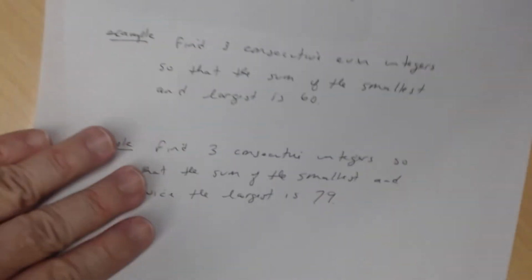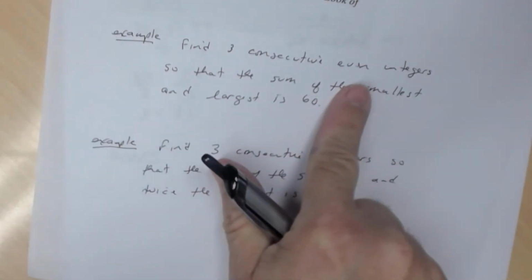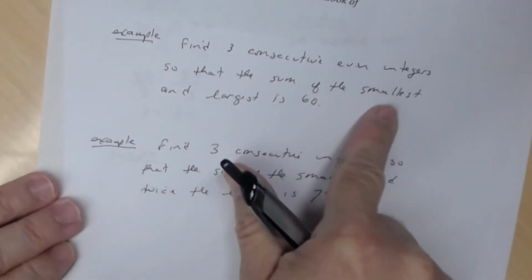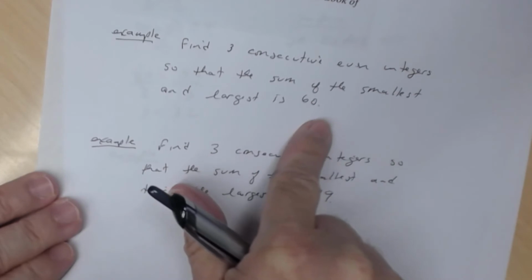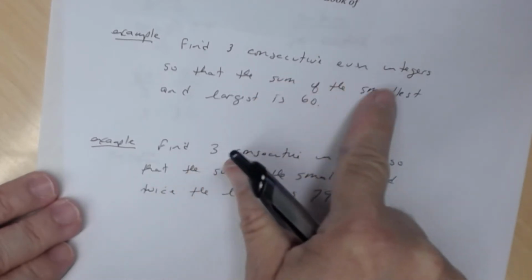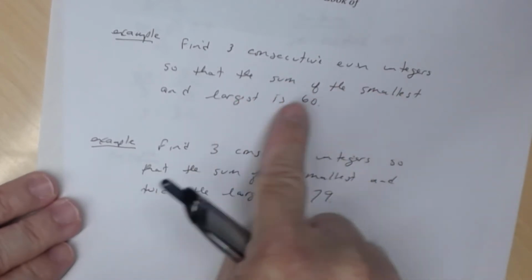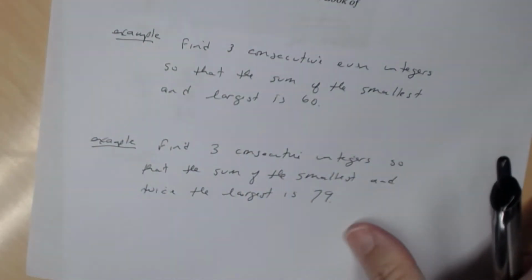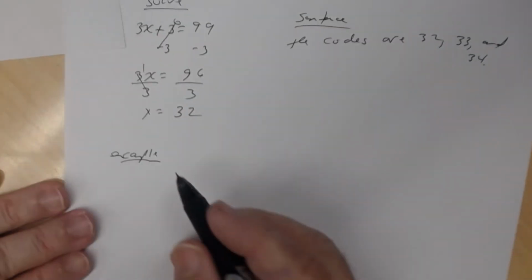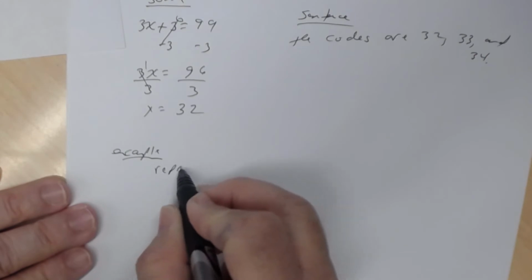All right, now let's look at this example here. It says find 3 consecutive even integers so that the sum of the smallest and the largest is 60. So 3 consecutive even integers this time so that the sum of the smallest and largest is 60. Okay, so let's represent the unknown.